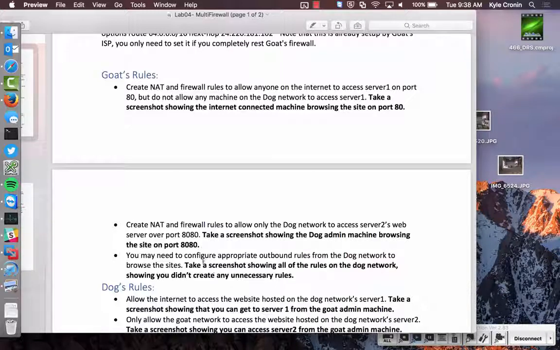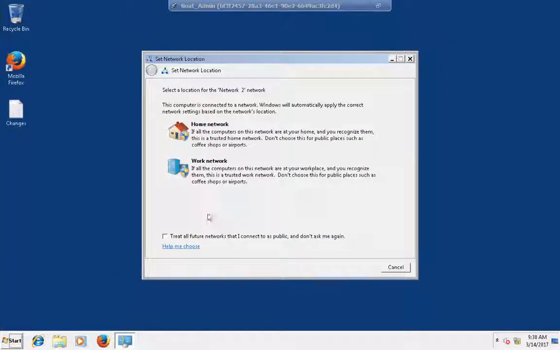Like we said before, this shows unnecessary rules and whatnot. It's really easy to make this lab work if you just go add allow any out there. That's the point of this, is not having rules that are unnecessary. That would be an unnecessary rule to make. So that's the point of that.